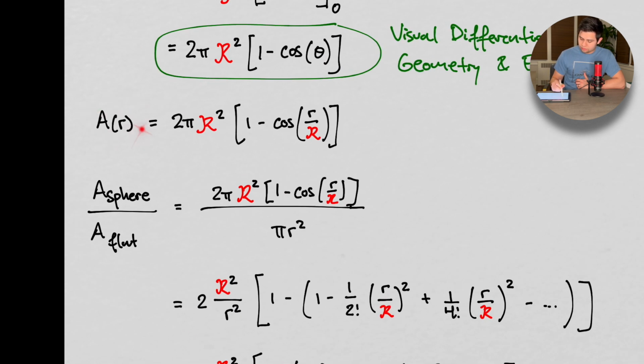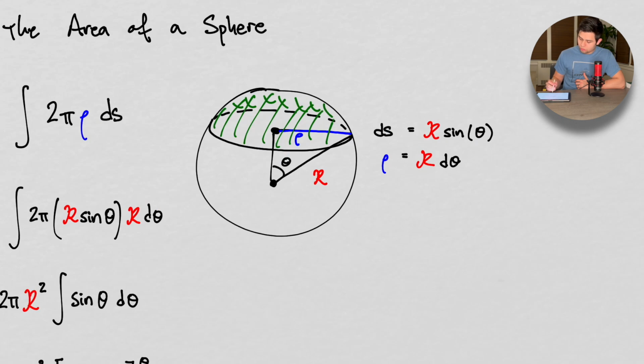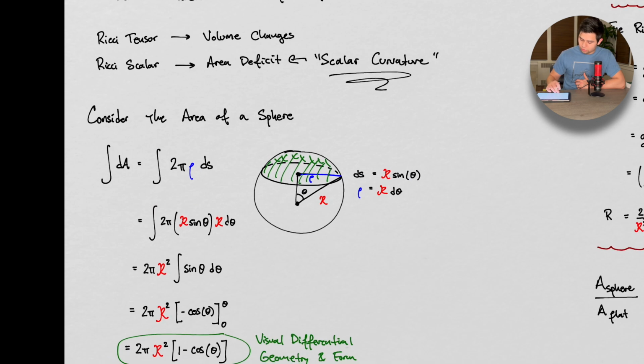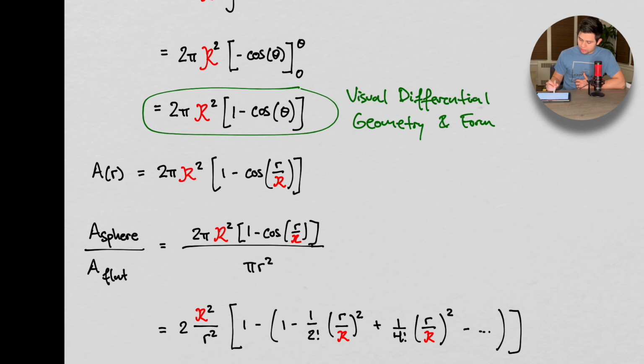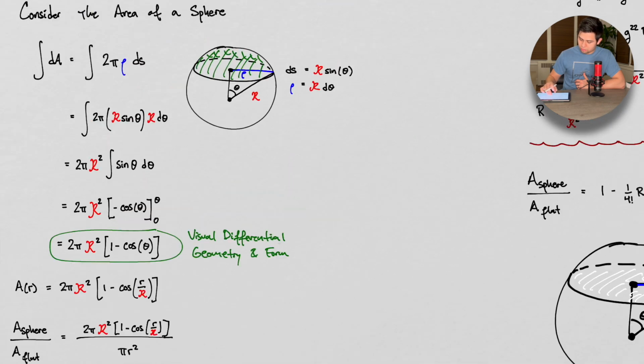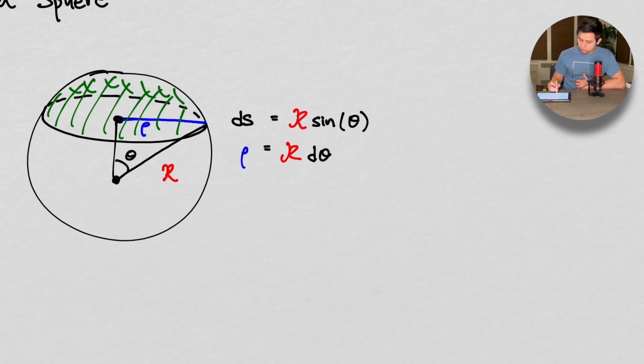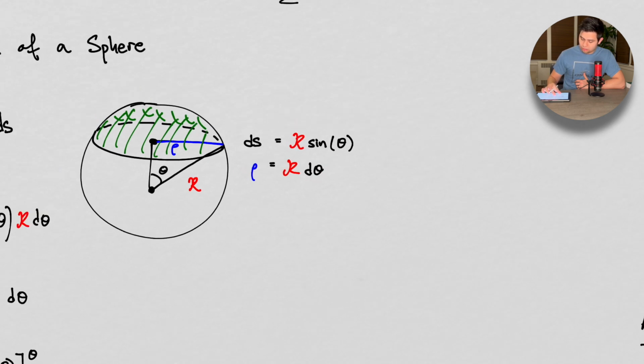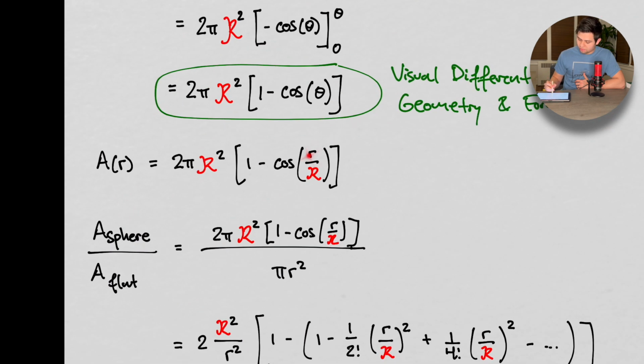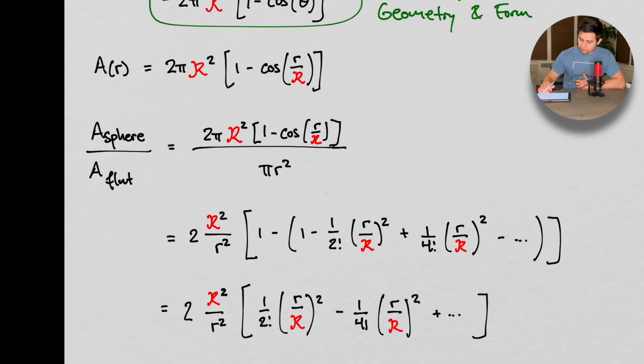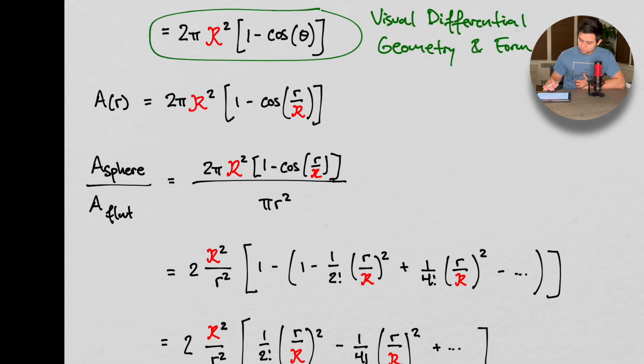All right, so the area is a function of little r. If we call rho little r, then our angle, coming back up here really quick, is going to be r divided by big R. So r divided by big R, and so we get this formula right here. And what we can do now is compare this area, the area in curvature, with the sphere.